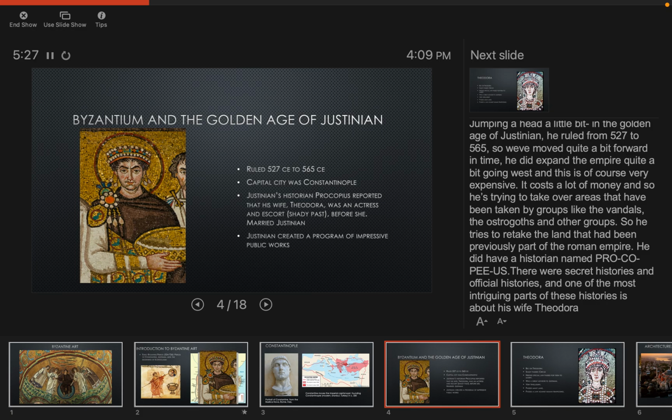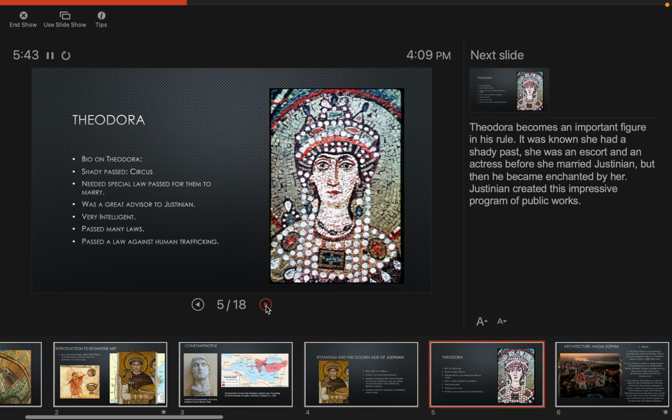And a couple things about Justinian. He created a program of impressive public works. So, art to him was symbolic of wealth, power, and importance. Moving on to his wife Theodora, she becomes an important figure in his rule. It was known that she had a shady past. She was an escort and an actress before she married Justinian, but then he became enchanted by her. Justinian created works with her. She was like his muse. So a lot of the time she was depicted in public works, murals, things like that.